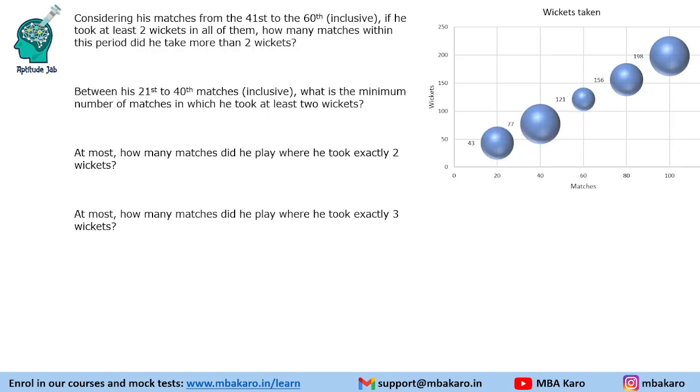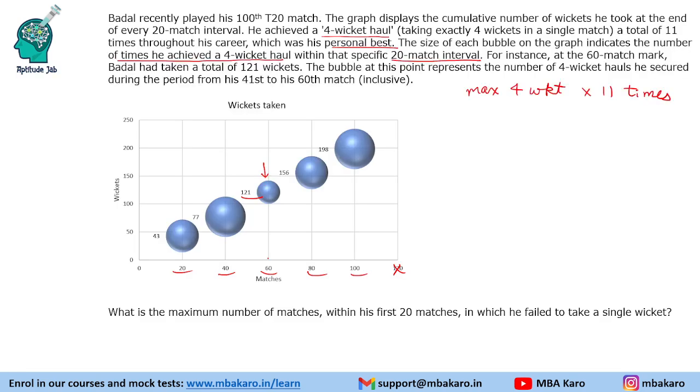So based on this, we need to answer the questions. You may look at the other questions as well. We'll now start the discussion of how to count the number of 4 wicket hauls and how to go about solving this question. So we are given that he took 4 wickets a total of 11 times.